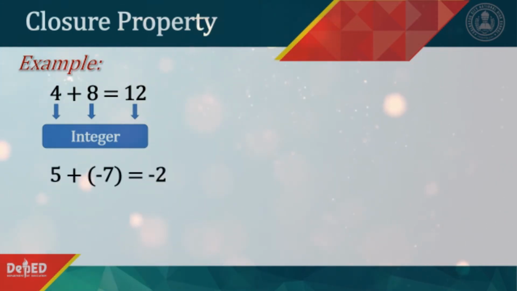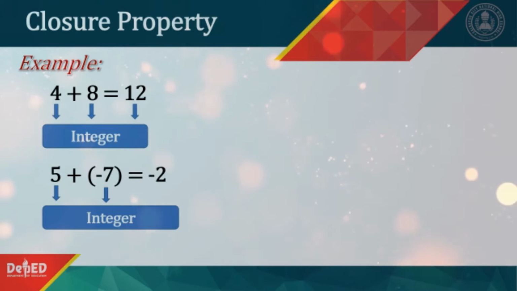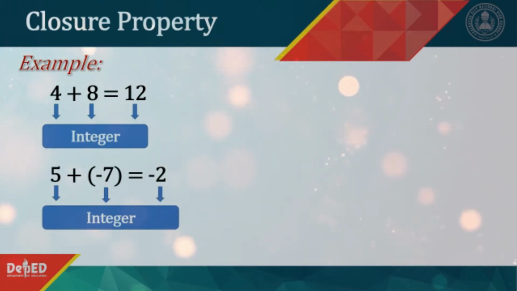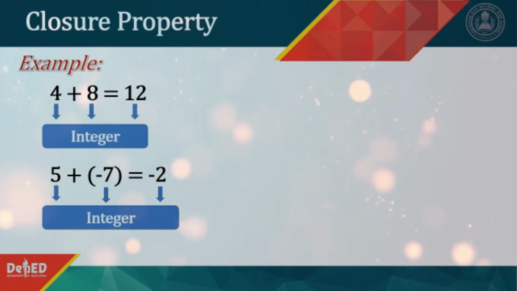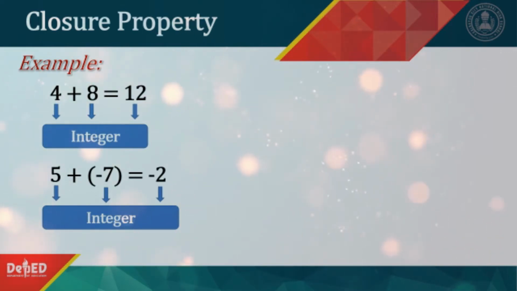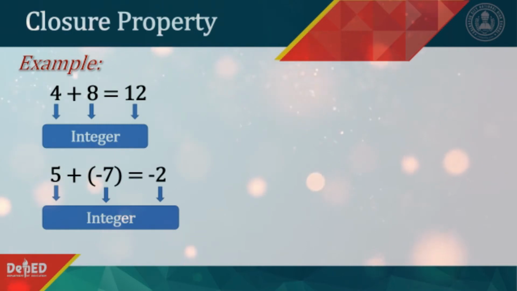The addends 4 and 8 are integers. Therefore, the sum, which is 12, is also an integer. Same goes with 5 plus negative 7 is equal to negative 2. The addends 5 and negative 7 are integers. Therefore, the sum, which is negative 2, is also an integer. Meaning to say, the set of integers is closed under addition.